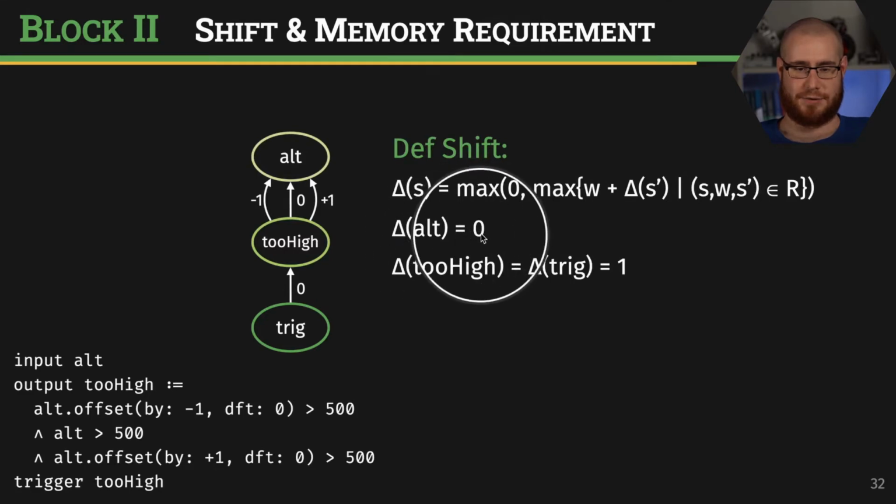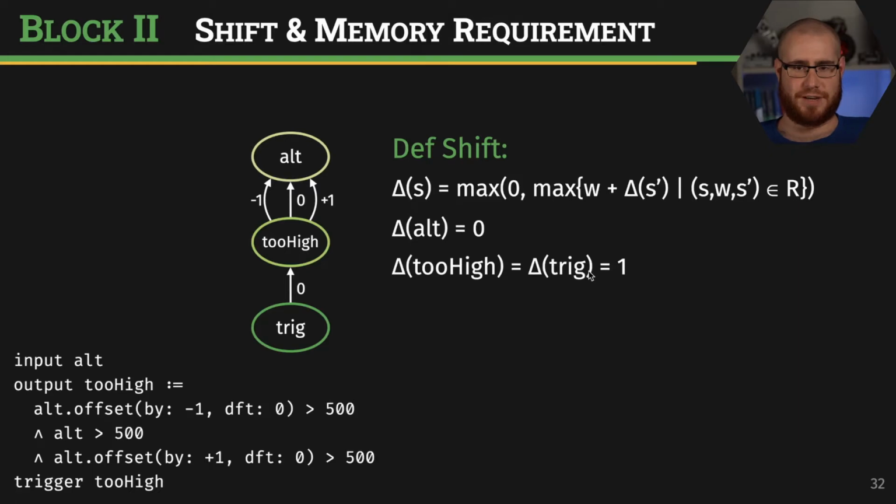So the shift of altitude is 0, and this is the case for all input streams. And for the shift of too high, we take all outgoing edges, there are 3 of them, and they only differ in the weight, which is -1, 0, or +1. And we take the weight plus the shift of the accessed stream, which is 0 because it's the input. So the maximum of these values is 1, thus the shift of too high is also 1. And the same holds for the trigger because the shift dependency is pretty much transitive. So since we have to delay too high, we also have to delay the computation of the trigger.